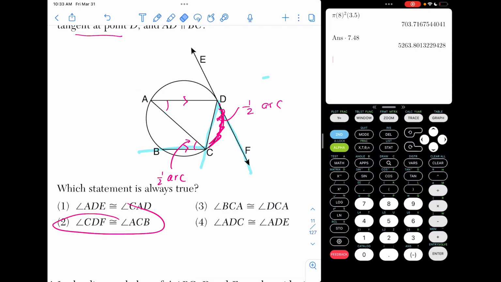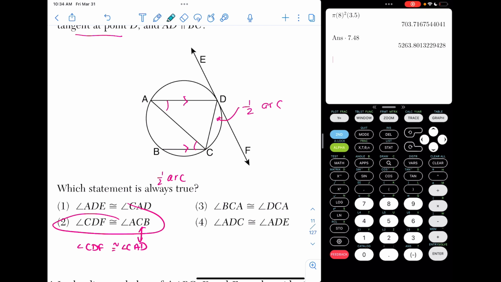So I'm going to actually take this question and I'm going to modify it. So I'm going to erase lots of highlighting here. Sorry about that. And let's look at choice 2. If they're saying CDF is congruent to ACB, we should agree based on that Z shape from before that that means CDF must be congruent to CAD, right? Because we already know these 2 angles are congruent to one another.